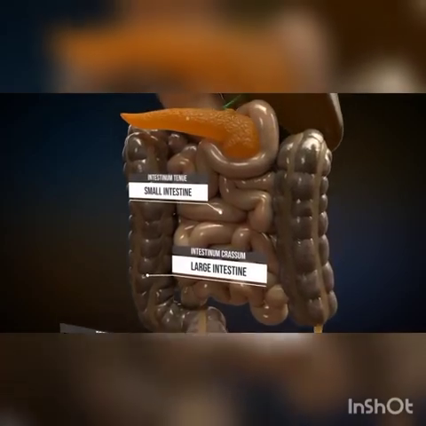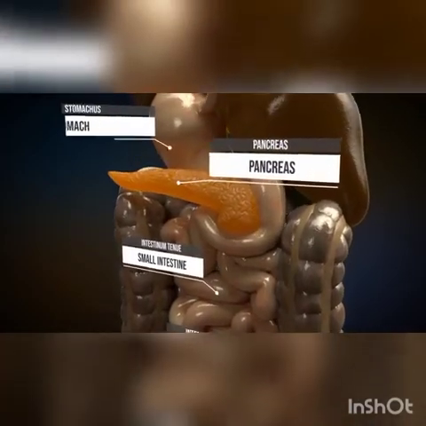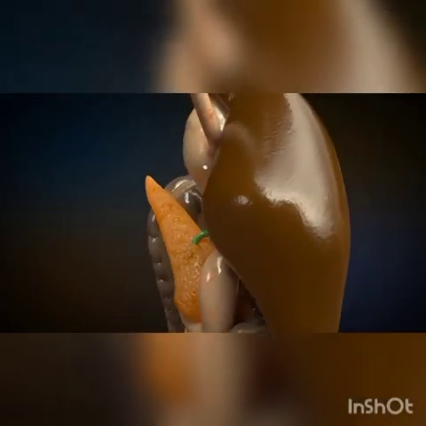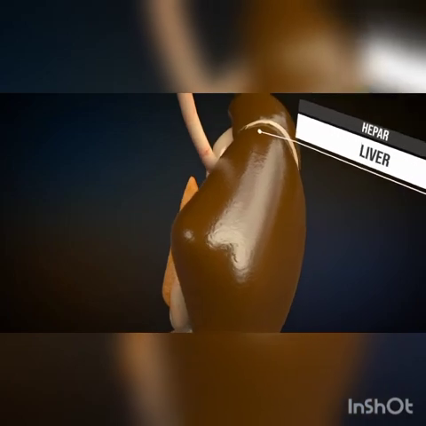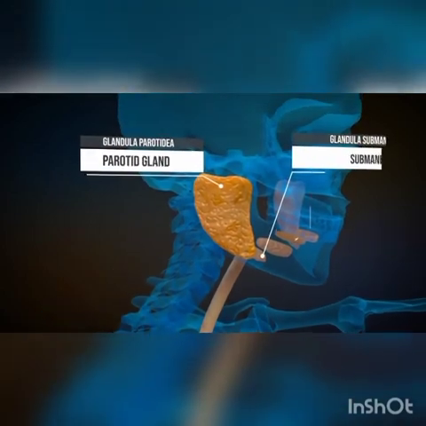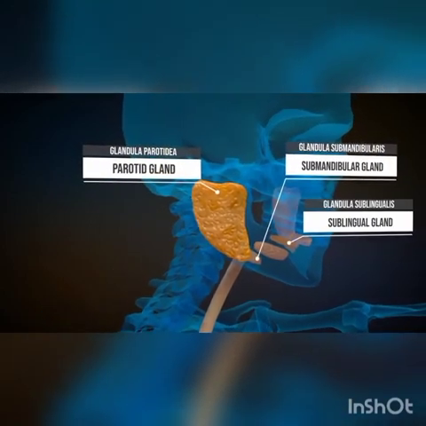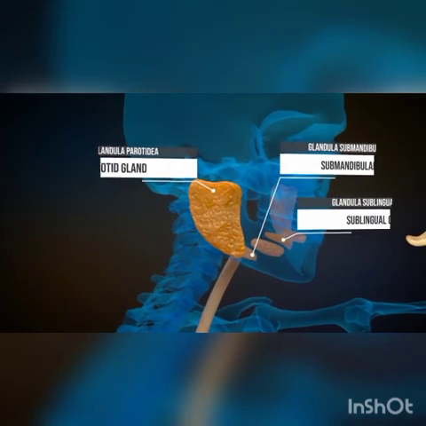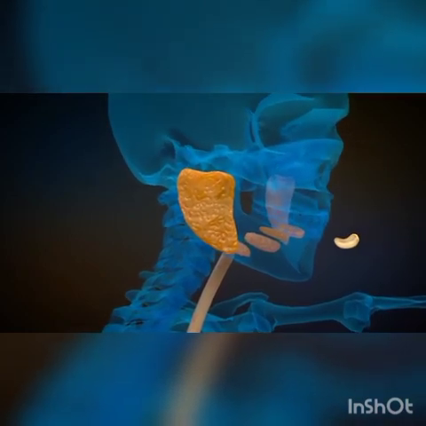Next, large intestine, small intestine, pancreas is there, stomach is there. In the digestive system, next we have the liver as the gland, the esophagus is there. The human digestive system starts from the mouth and ends at the anus. There are different types of glands, the salivary gland is present.